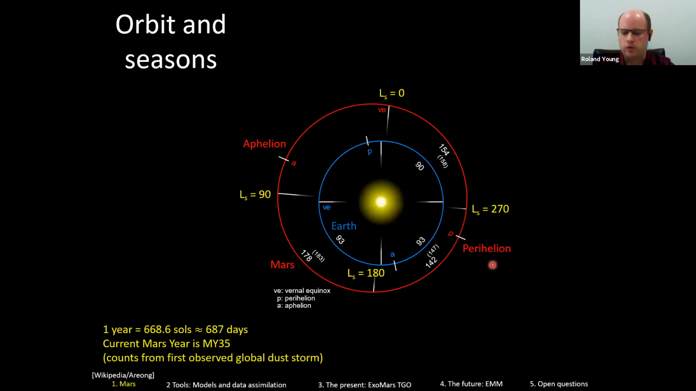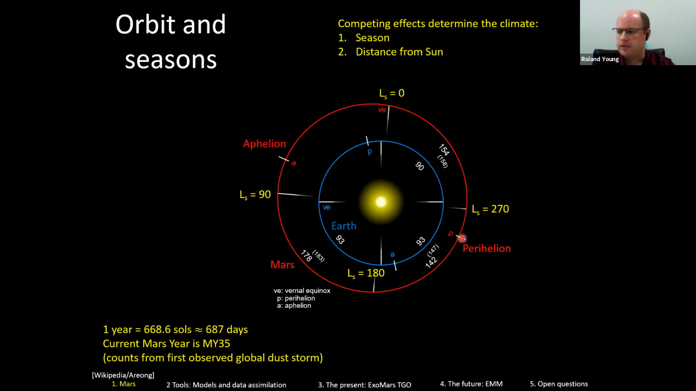As I mentioned, the planet orbits around the sun, as the Earth does. But it has an orbit that is a bit more elliptical than the Earth's, and this means that both the axial tilt of the planet and the position in the orbit combine together to determine the climate and the season.